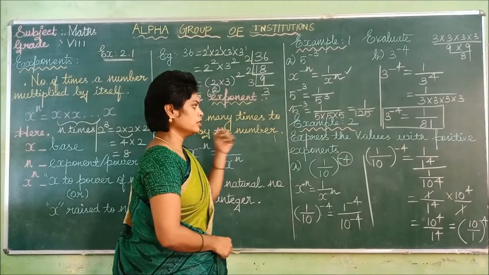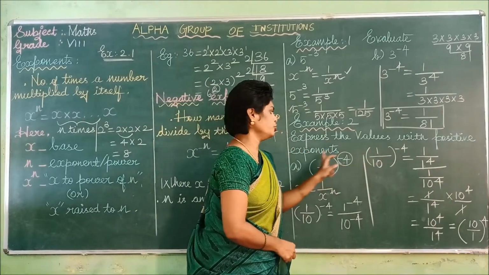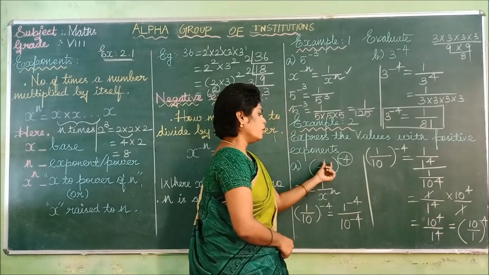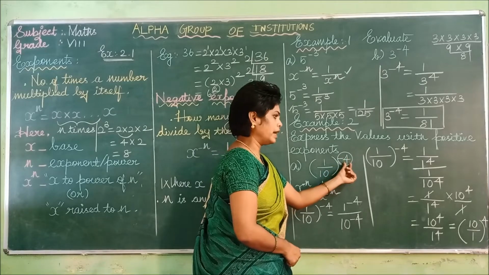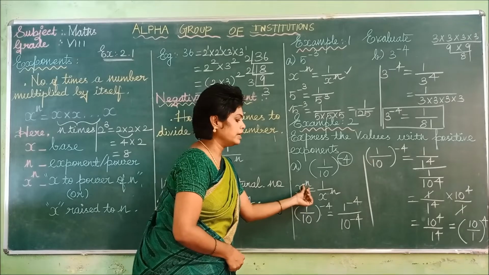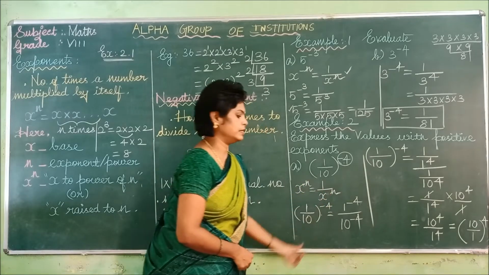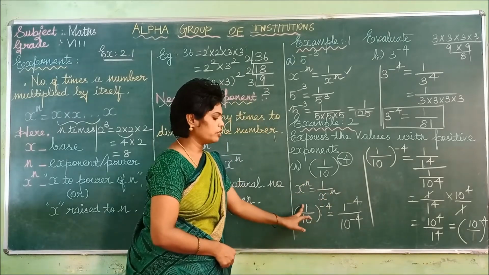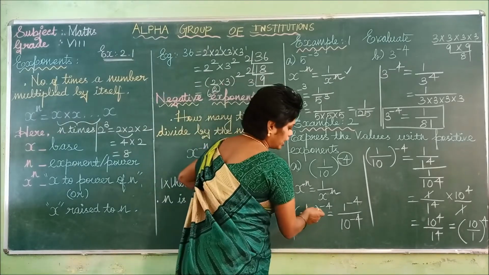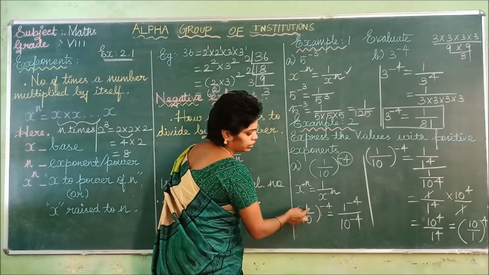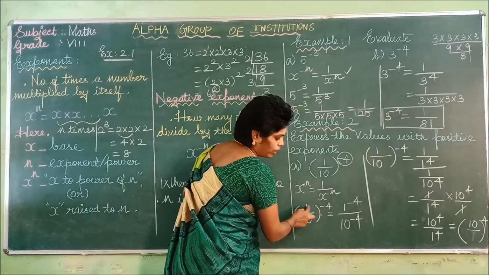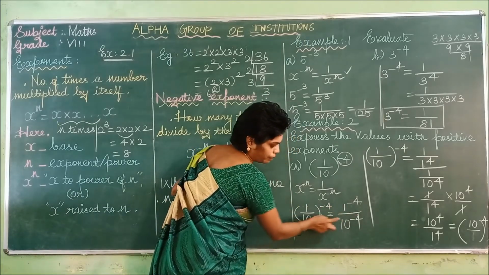Listen to this question: express the value with a positive exponent. So this is a positive exponent, and we have proved that. Listen, 1 divided by 10 whole to the power minus 4 can be rewritten using the formula x to the power minus n, which is equal to 1 divided by x to the power n. So write the question: 1 divided by 10 to the power minus 4, which is equal to... We are separating and writing the value. That means the power can be put for both the numerator as well as the denominator: 1 to the power minus 4, also 10 to the power minus 4.